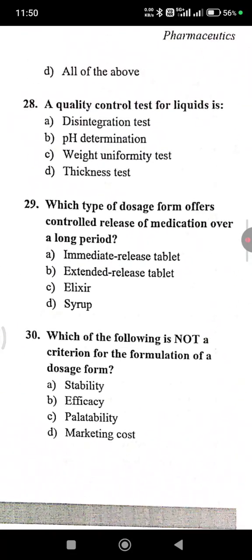Quality control test for liquids is option B, pH determination.